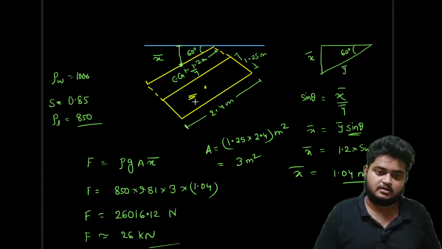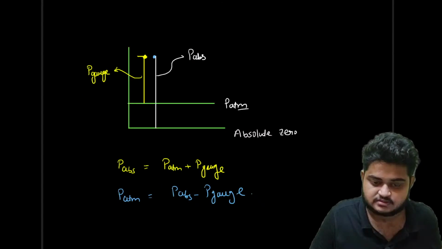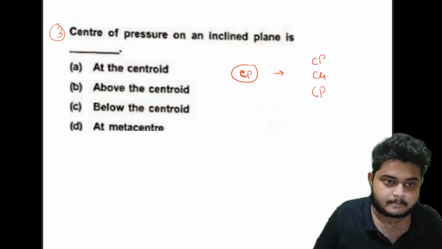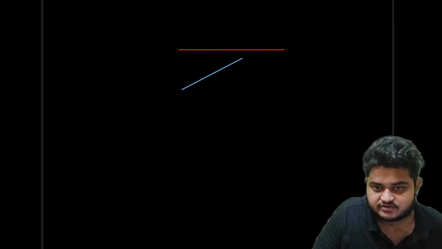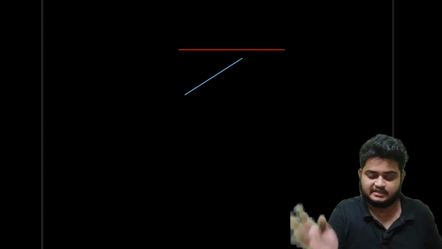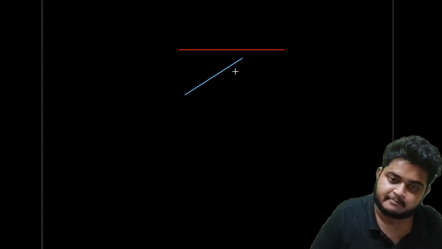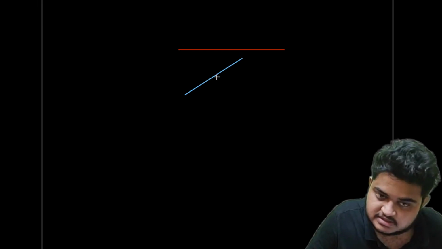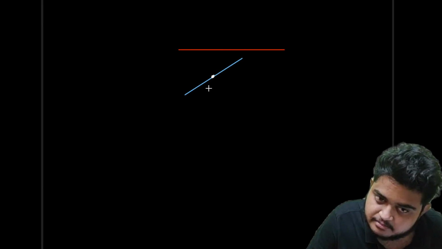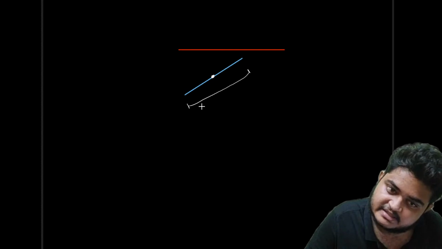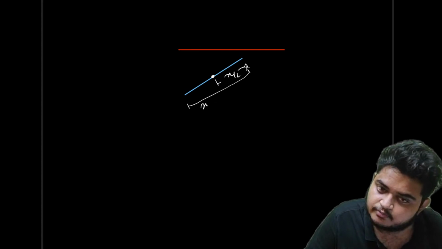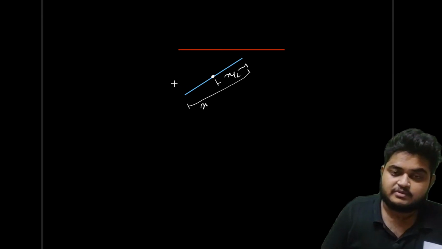Let us check this question. Already we have discussed this, okay, let us draw again. Let us draw another figure. This is the surface, and let us assume that this is the inclined plane or inclined surface, right? So if the center of gravity is at the middle, and this total is x, then this is x by 2, right? Now what will be the center of pressure?